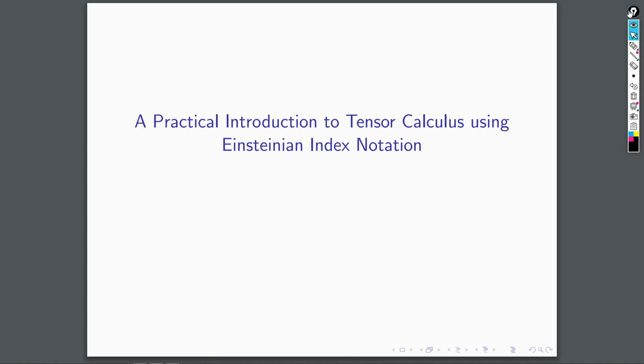Okay, so I'm calling it a practical introduction to tensor calculus using Einsteinian index notation. Einsteinian index notation is what you're going to see in physical applications, and by a practical introduction I mean I'm going to be skipping a lot of the very heavy, difficult mathematical theory and just getting down into the special cases that we use for physical sciences. Okay. This is basically pretty much all the information that you need to start using tensor calculus for physical applications.